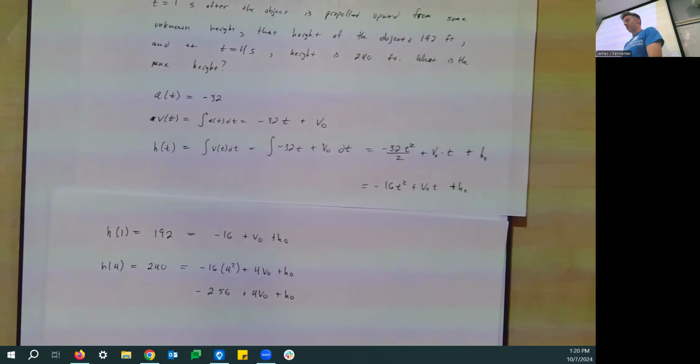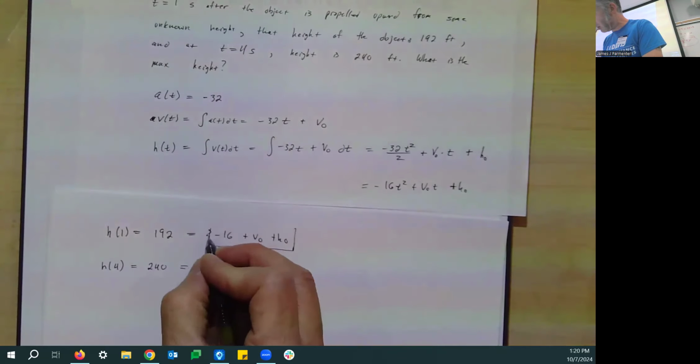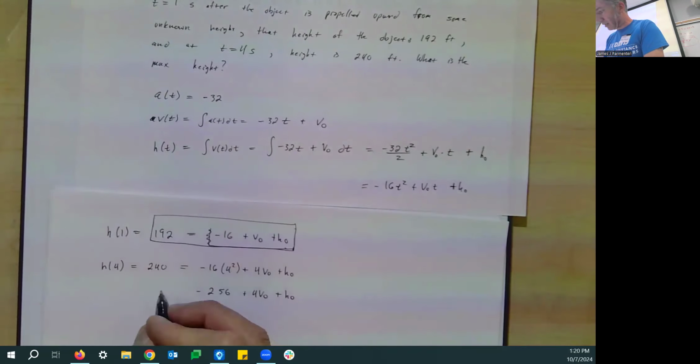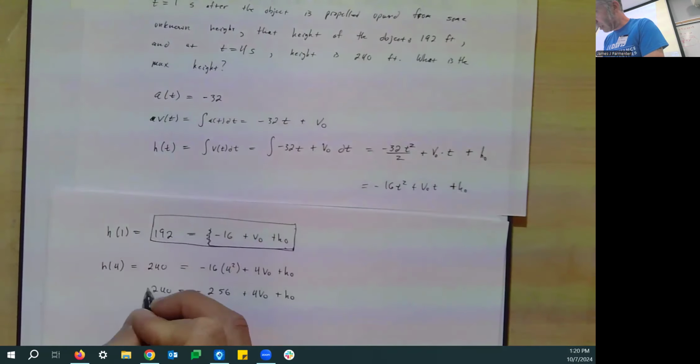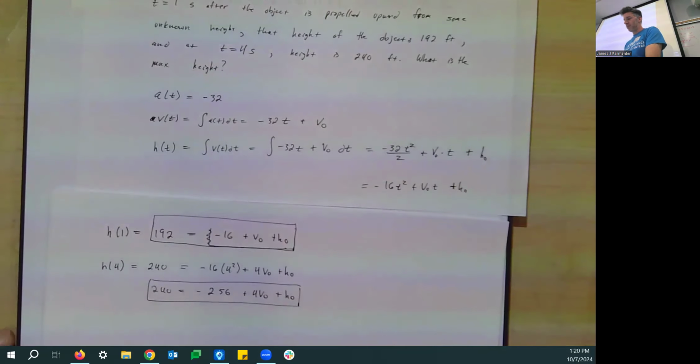But my preference here, since h naught specifically has the same coefficient in each equation, is to subtract these equations from each other. So I'm going to do this equation, sorry, apologies, this equation minus this equation. I would probably actually subtract in the other direction, but oh well.